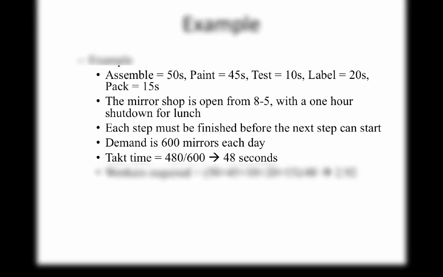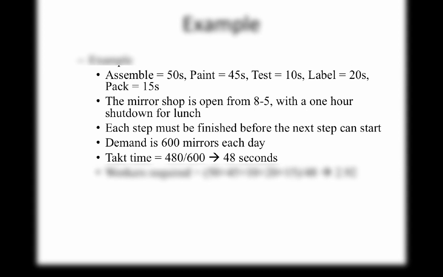So let's roll through an example. Here you have 5 different steps, and it's listed in the top bullet how many seconds it takes for each one of the steps. So given that the shop is open from 8 to 5, that's a 9-hour period with a 1-hour shutdown for lunch. Each step must be finished before the next step can start. That's one assumption we're going to make here, and the demand is 600 meters per day.